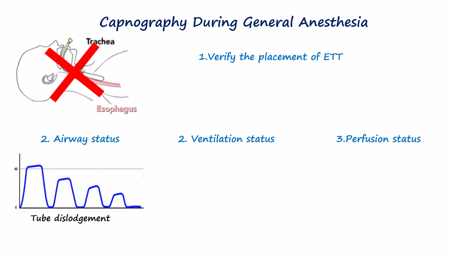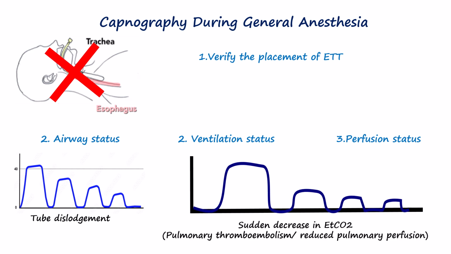A sudden decrease in EtCO₂ indicates a sudden increase in alveolar dead space, leading to suspicion of acute pulmonary thromboembolism or air embolism. A sudden decrease in EtCO₂ can also mean an acute decrease in pulmonary perfusion.